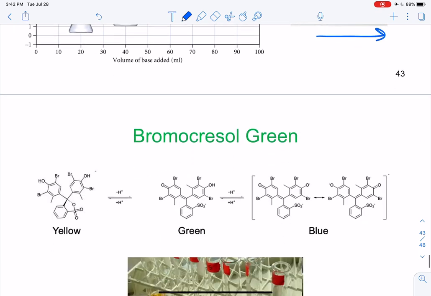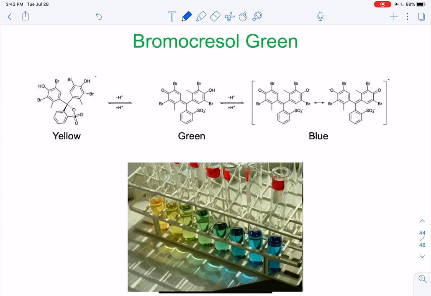Well, here's a really fun one, bromocresol green. And this one goes yellow, green, and blue depending on which pH you have. So it is yellow with a pH below 4. And it's blue with a pH above about 5, a little bit above 5, like 5.4. And it's green in between. So that's kind of a fun one if we're going to be changing our pH from something below 4 to something above 5, we can see the change in the color.